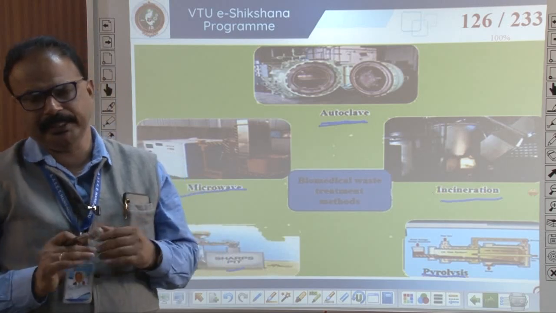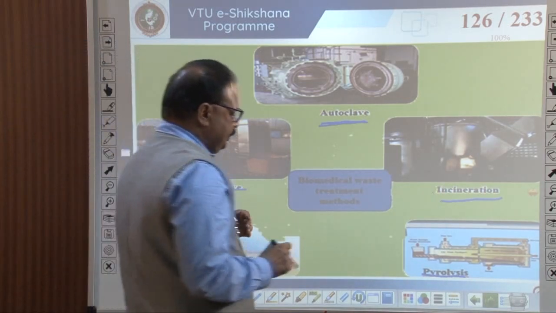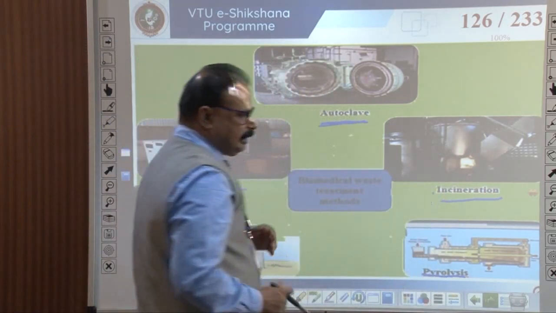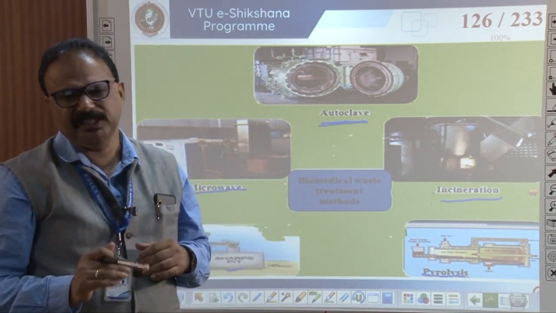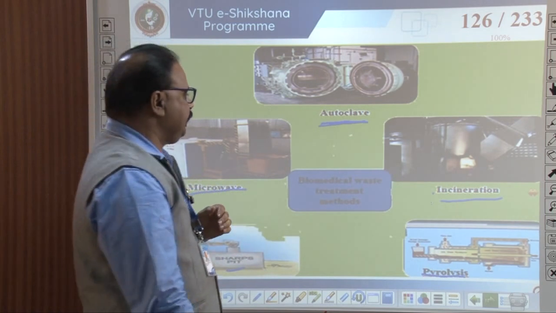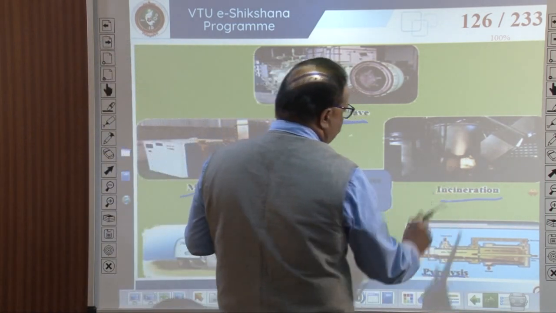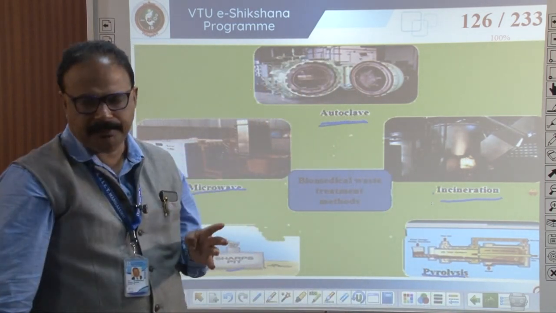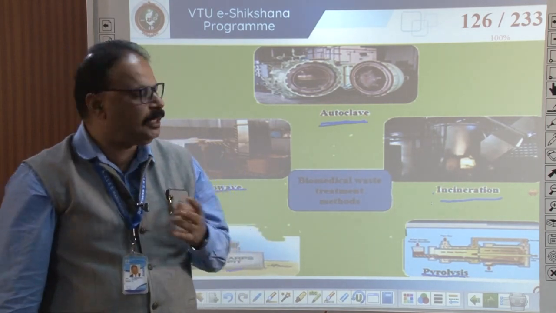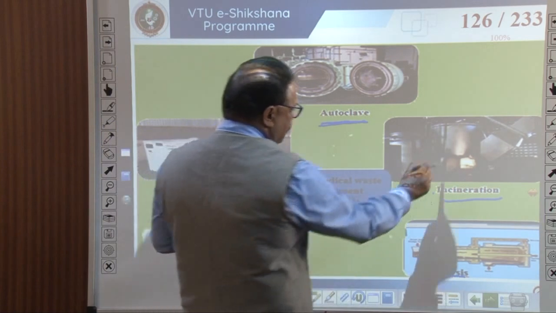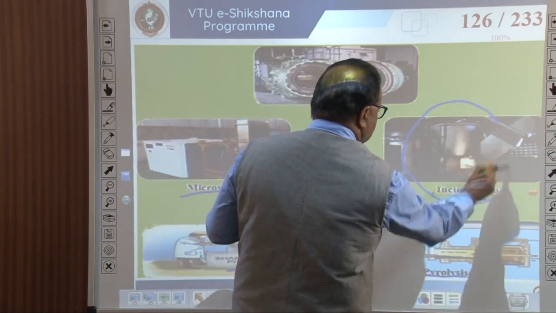This is mainly the yellow color bag, which we use for body parts, blood or anything with blood content, bandages, everything; we are burning it. It contains a lot of organic material, microbes, bacteria and a lot of things. We are burning this hospital waste. This is the major treatment.